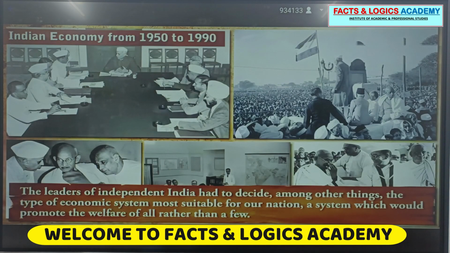The leaders of independent India had to decide, among other things, the type of economic system most suitable for our nation. A system which would promote the welfare of all rather than a few.